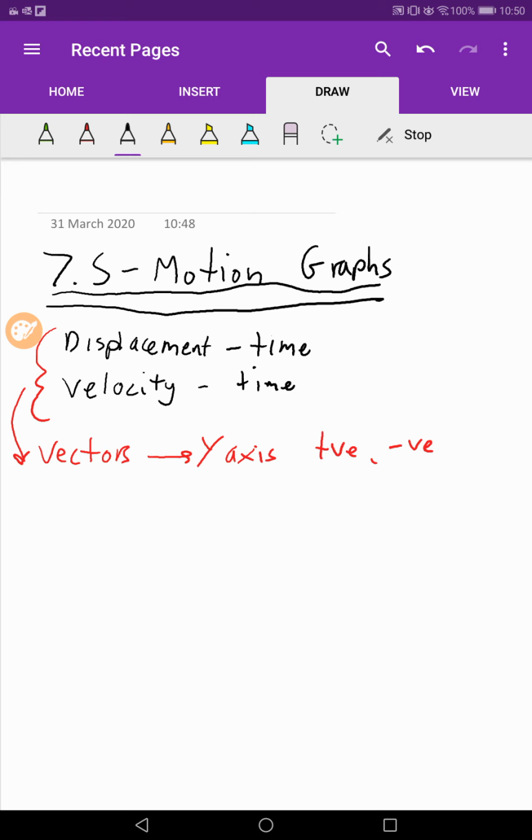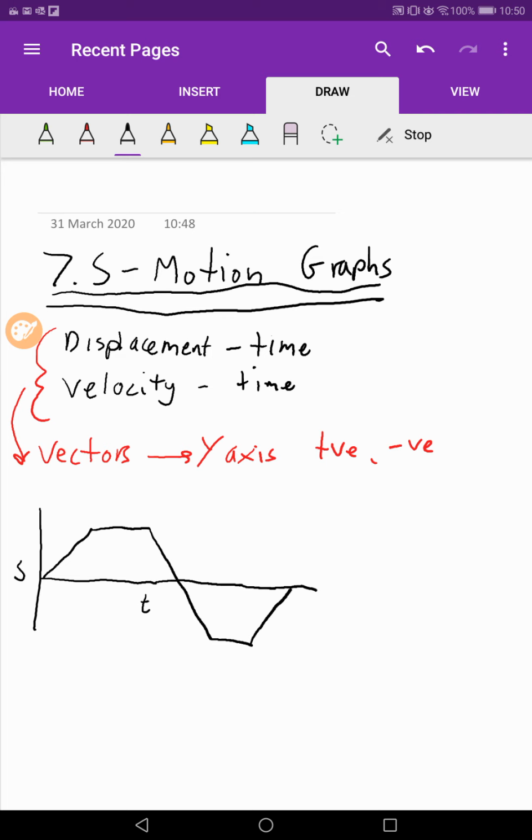So if we look at a simple displacement time graph, right? So I'll just put S on here for displacement and T along here. So say I started walking at a constant velocity, and then I was stationary, and then I turned round and went back the opposite way, and then I went back through my starting point, and then went back in the other direction, was stationary for a bit, and then walked back to my starting point. This is what the displacement time graph might look like for that.